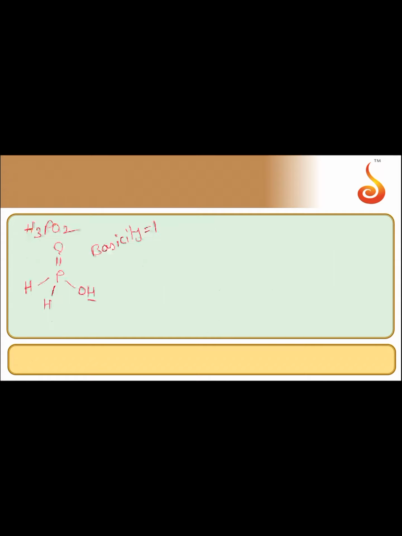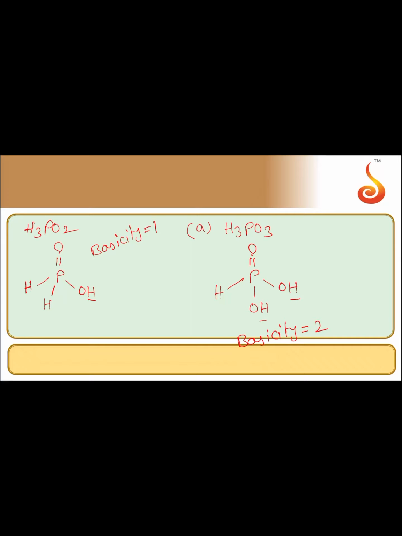Option A is orthophosphorus acid, which is H3PO3. Its structure has one P double bond O, two P-OH bonds and one P-H bond. Here it has two acidic hydrogens, so the basicity of orthophosphorus acid is 2.